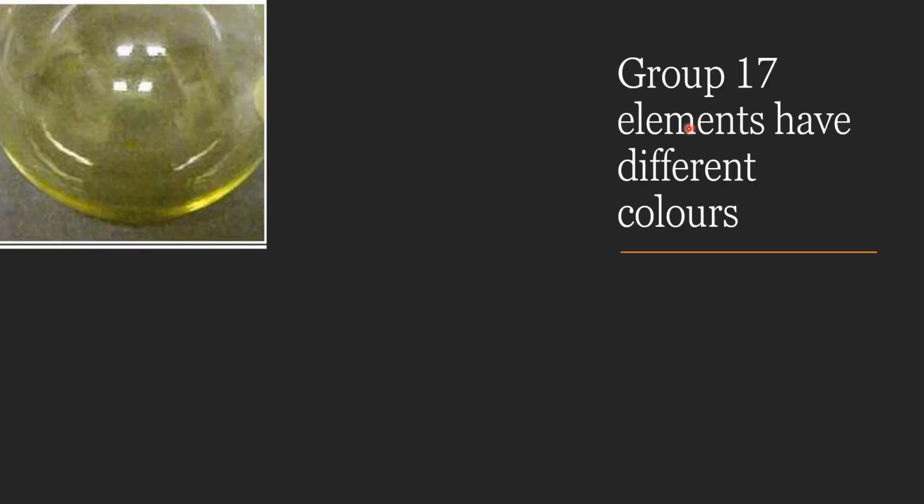Now let's look at this. Group 17 elements have different colors. This is the color of fluorine, F2. Fluorine is a diatomic molecule. The color of fluorine gas is pale yellow. For information, fluorine is a highly poisonous gas. That is why we don't use fluorine in our school laboratory experiments.